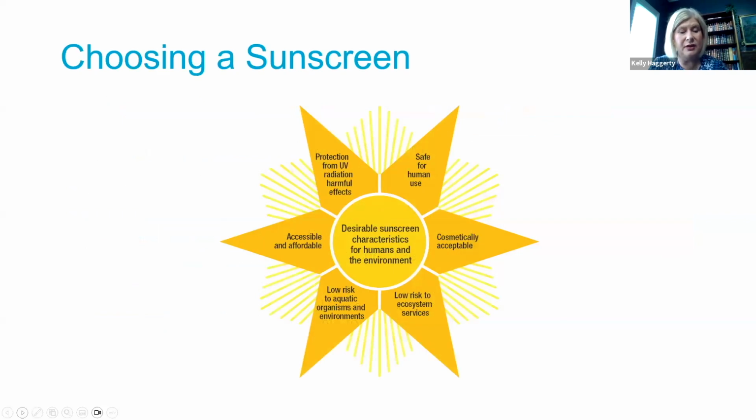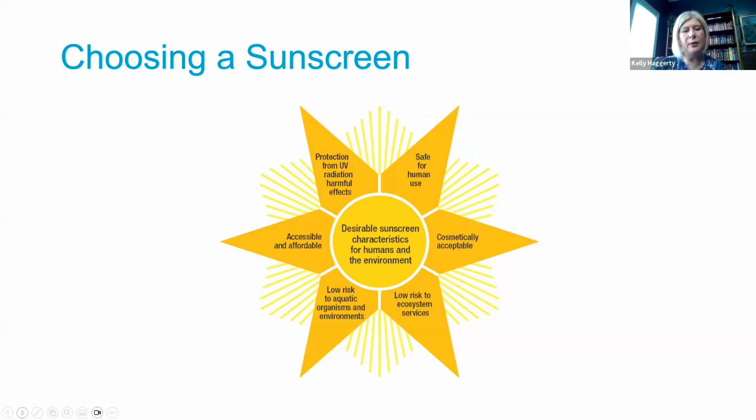So choosing a sunscreen, there's a lot of things to consider when you choose a sunscreen. Often safety, is it cosmetically acceptable? Is there a low risk to the ecosystem like we just talked about? Is it accessible and affordable? Is it providing protection from UVA and UVB radiation?